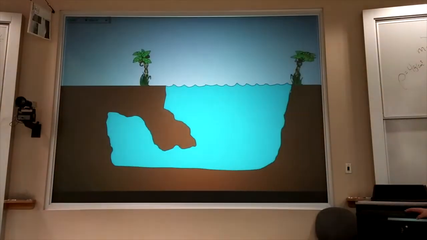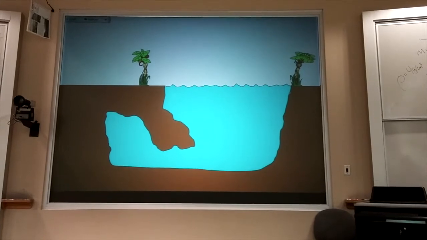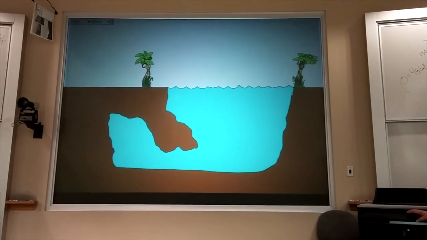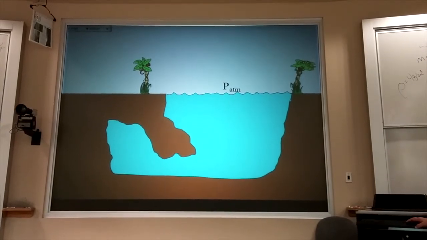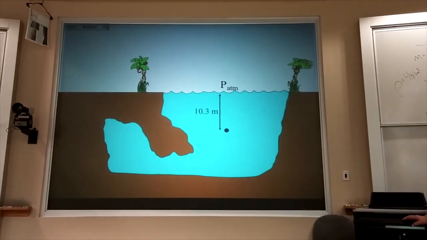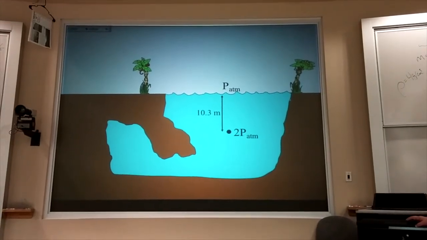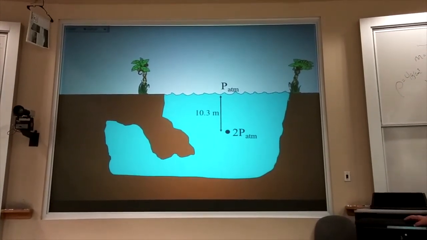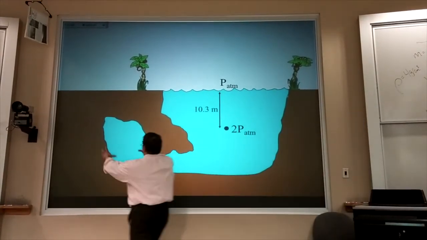Okay, let's move on. We're going to move on to a primordial pond. And at this pond, we have a pressure at the top of 1 atmosphere. We know if we go down a distance of 10.3 meters into fresh water, we double that from 1 atmosphere to 2 atmospheres. Now, this pond has a nice underwater cave.